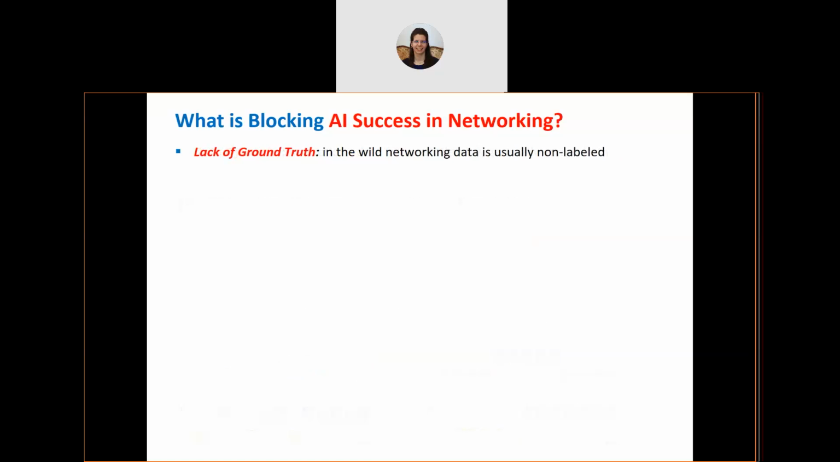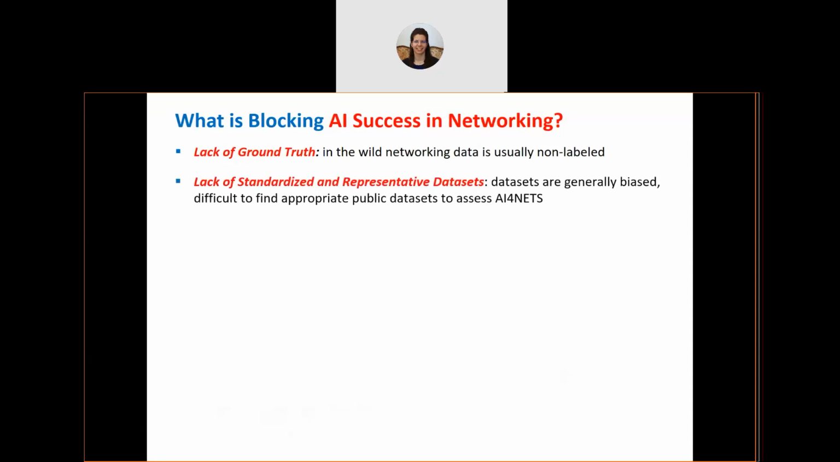As I was saying, the lack of ground truth. In the wild, networking data has no labels. So imagine you're capturing data. You will not have the labels saying these flows correspond to this application, or these flows correspond to this type of attack, or this traffic mix corresponds to traffic that was flowing when there was this anomaly at this node B interface, and so on. It's something that for us is completely unknown. Because of that, everything that is more supervised learning becomes much more challenging.